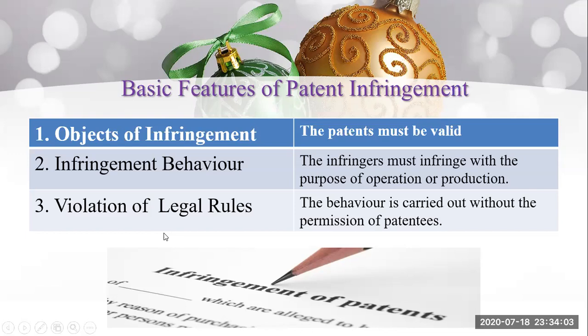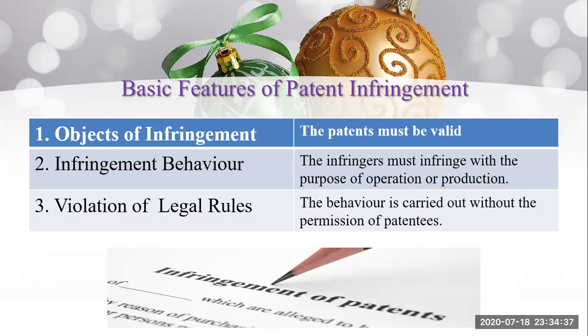Our third one is violation of legal rules. That is, the behavior is carried out without the permission of the patentee. That means if anyone takes permission from the patent holder and then uses the patent, it will not be patent infringement. It is infringement only when it is used without the permission of the patentee. So those are the three basic features of patent infringement.